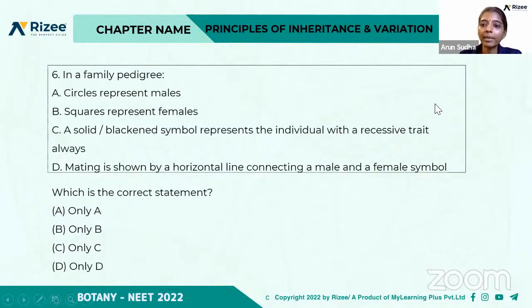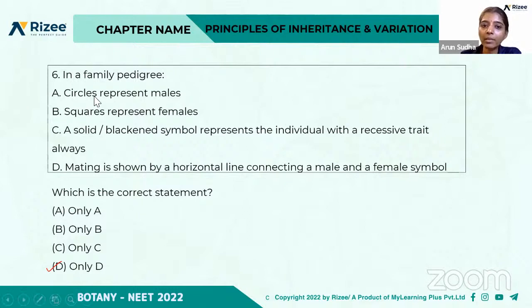So in a pedigree analysis, circles represent males, squares represent females, solid or blackened symbol represent the individual with a recessive trait always. Mating is shown by a horizontal line connecting a male and a female symbol. So which is the correct statement here? Yes, D is the correct statement here. So D.